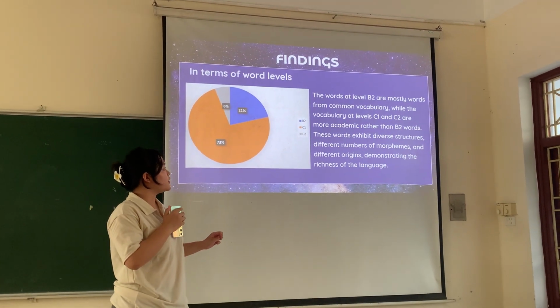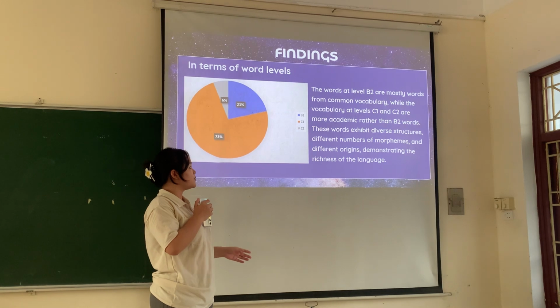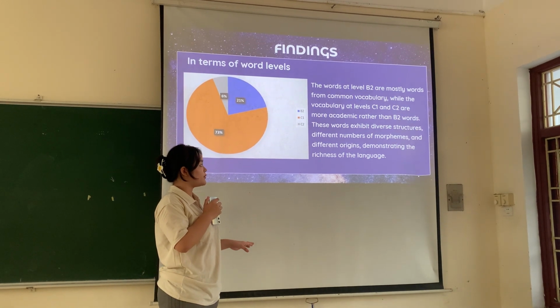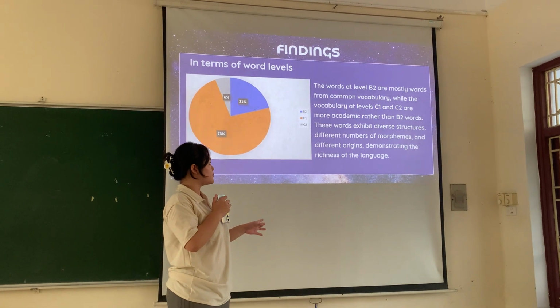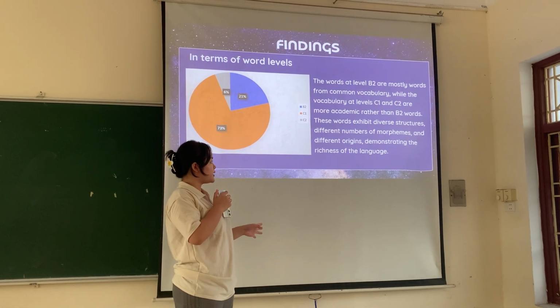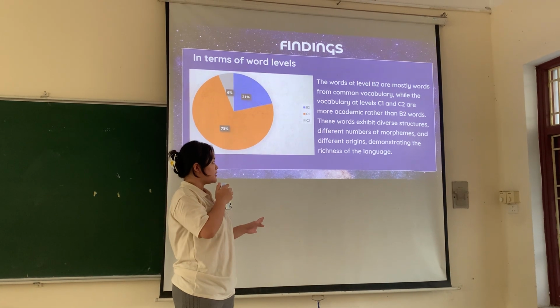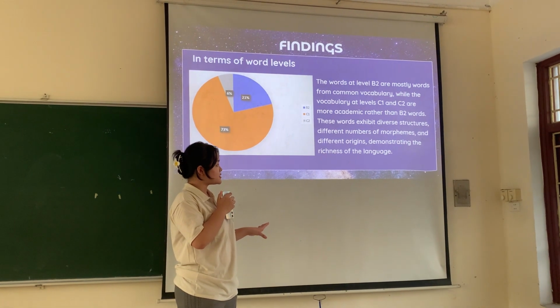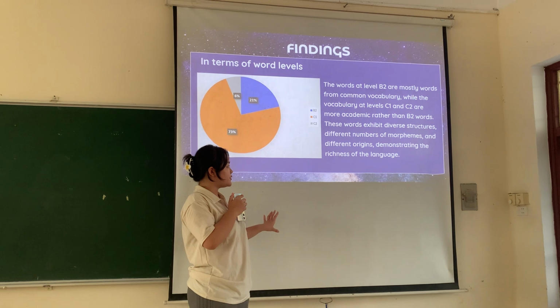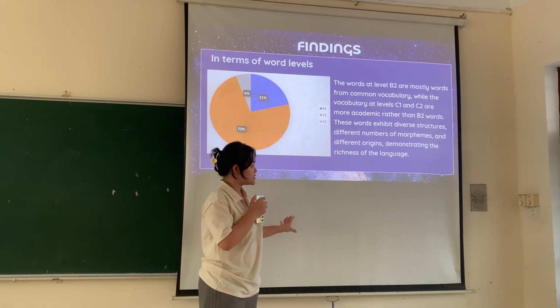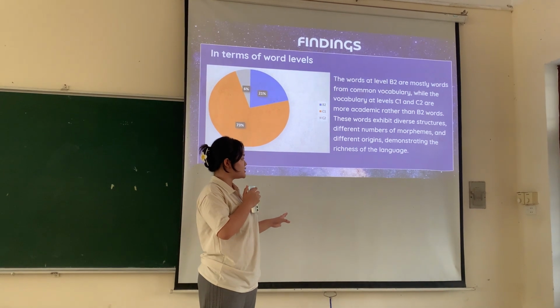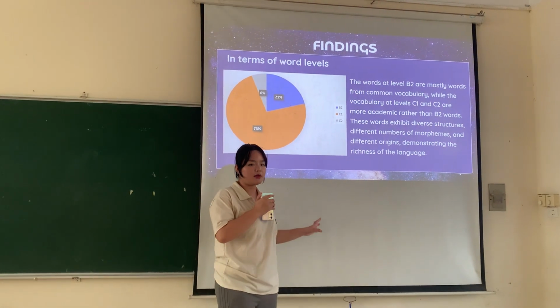The words at level B2 are mostly words from common vocabulary, while the vocabulary at level C1 and C2 is more academic than B1 words. These words exhibit diverse structures, different numbers of morphemes, and different origins, demonstrating the richness and complexity of the language.